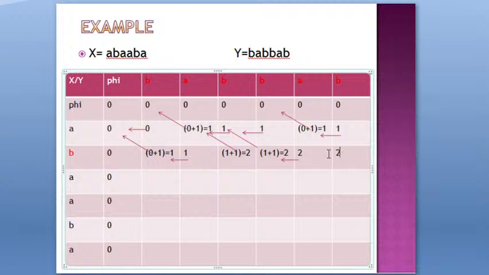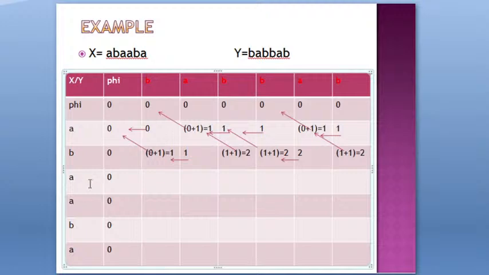So it will be 2 because 1 plus 1, it will be 2. I think all of you understand why it is coming like 2. B with B, it is matched. So 1 plus 1, which is 2. This one is actually coming from the diagonal element. Why? Because the characters matched with each other. Okay. Now next. So I completed my second row. So the second row is also complete.